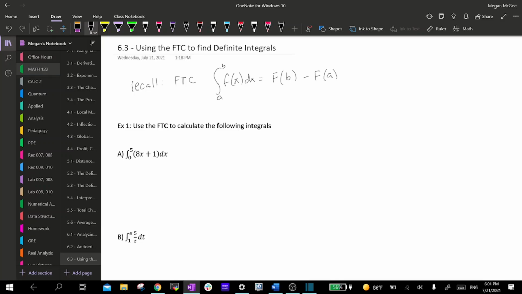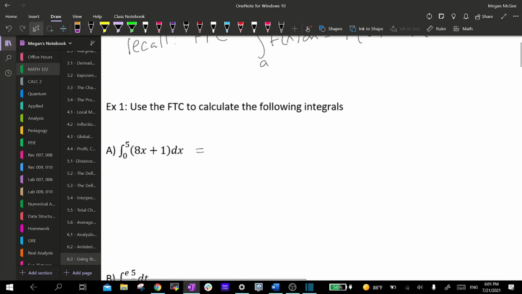All right, so we're going to use this in example 1 to calculate the following integrals. How we're going to handle this is we need to calculate these integrals using the antiderivative rules that we learned in our last section. And then we're going to evaluate the integral that we find at the given points. So the first thing we want to do is ignore the fact that there are bounds on the integral. Let's make it indefinite.